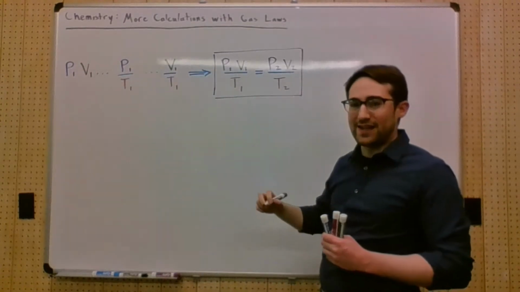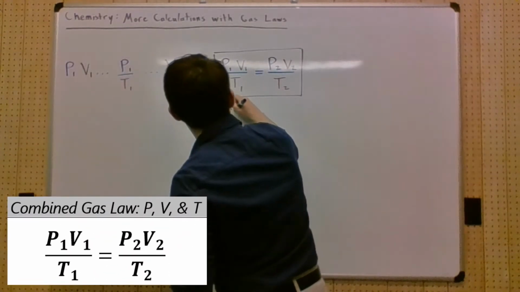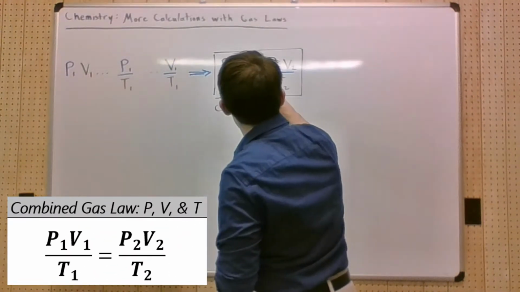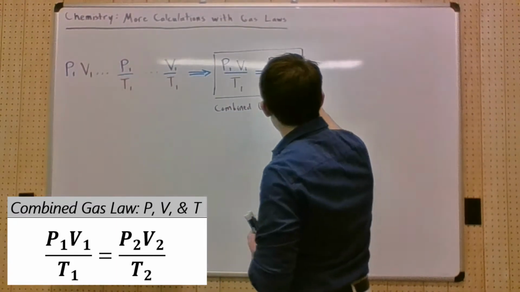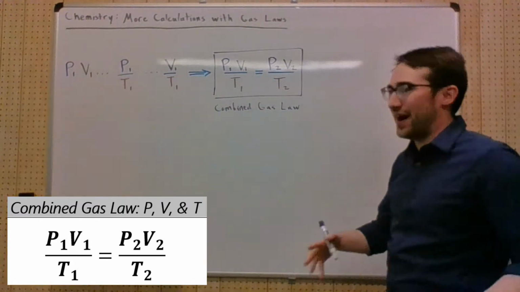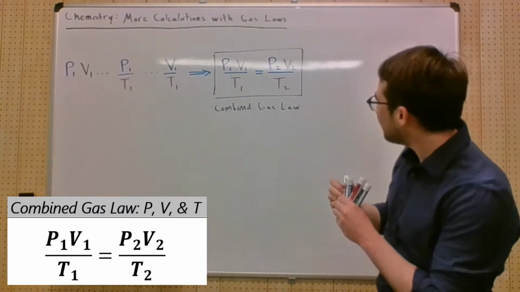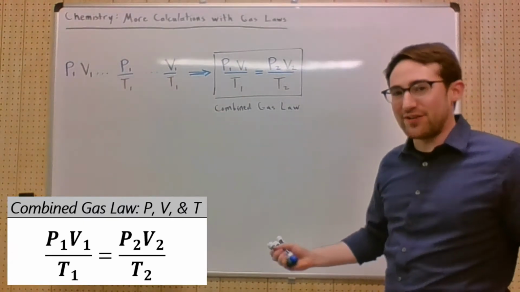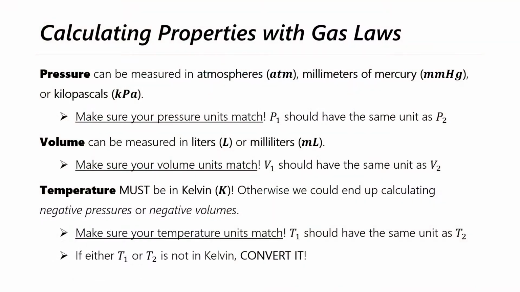We call this the combined gas law, for obvious reasons, because we're combining other gas laws to get this one. Same considerations as before. We can use different units of pressure, like atmosphere, or mmHg, or kPa. We can use different units of volume, like liters or milliliters. We want to keep temperature in Kelvin. But we just have to make sure those units match on either side. If we start in kPa, we want to end in kPa. If we start in milliliters, end in milliliters.